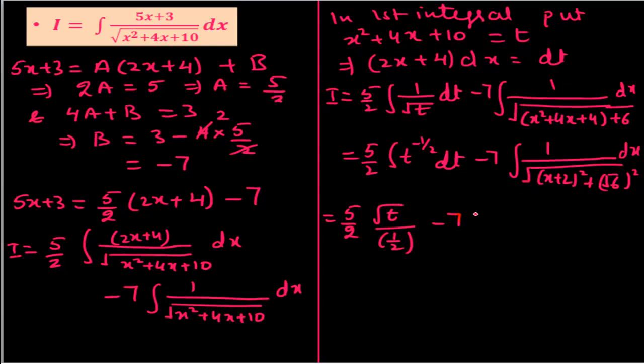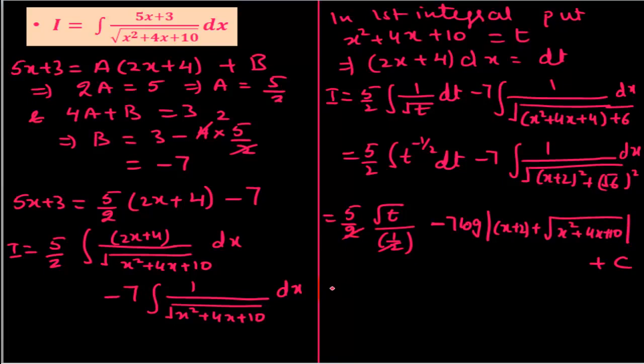It will be log of x plus 2 and then square of this plus square of root 6. So if we simplify it, it will be x square plus 4x. Okay, let us rewrite this so that it can be accommodated properly. It is minus 7 log of modulus x plus 2 plus square root of x square plus 4x plus 10, modulus close, plus constant of integration.